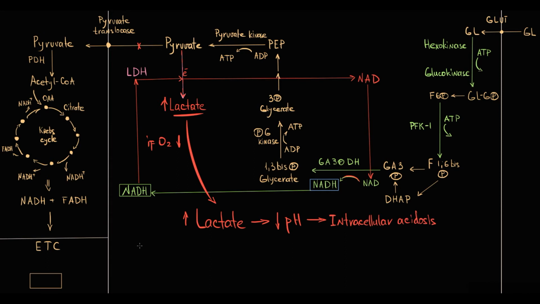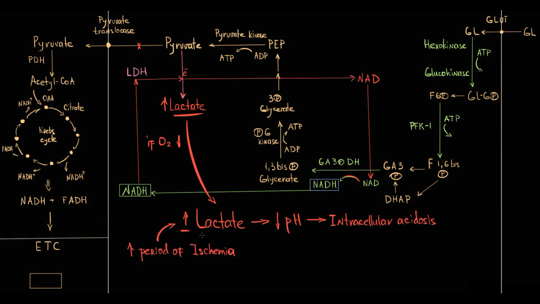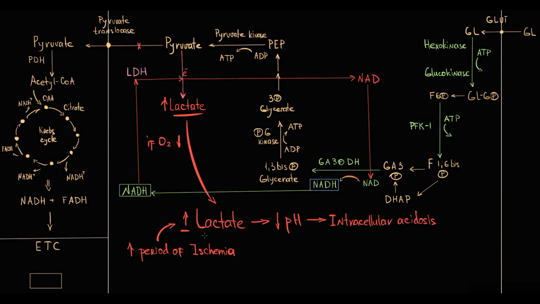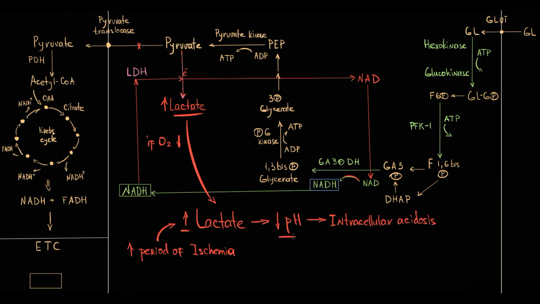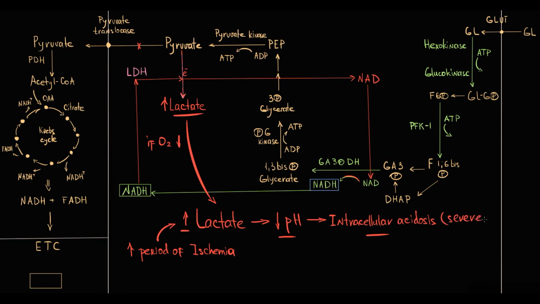And apparently, the longer the period of ischemia, the more lactate molecules accumulate, the lower intracellular pH becomes, thereby the more severe intracellular acidosis becomes. Now, to understand why lactate causes decrease in intracellular pH, we have to know that actually the product of lactate dehydrogenase reaction is lactic acid.